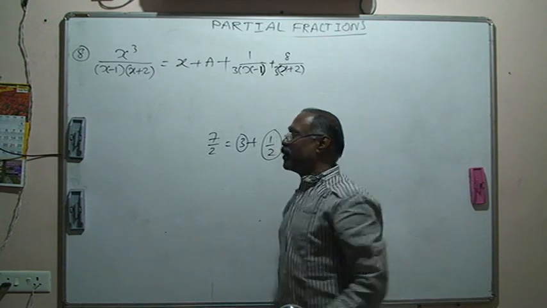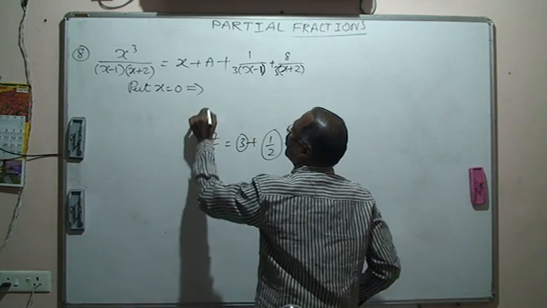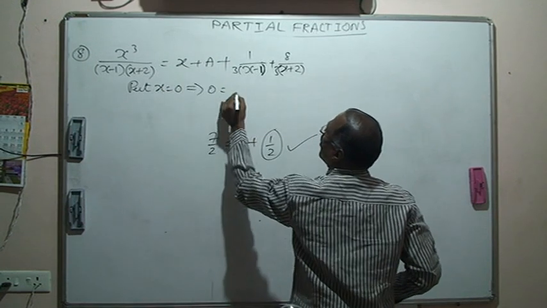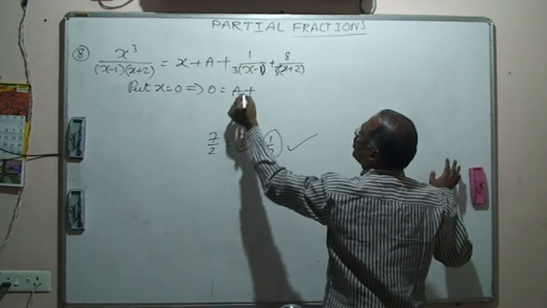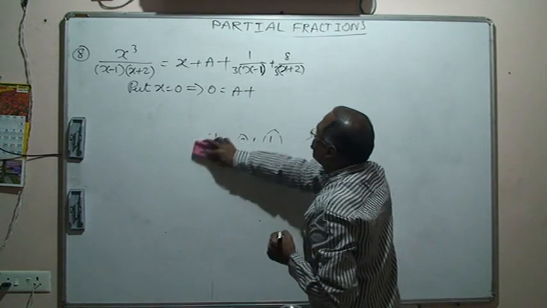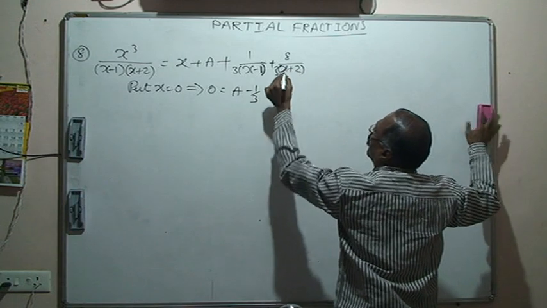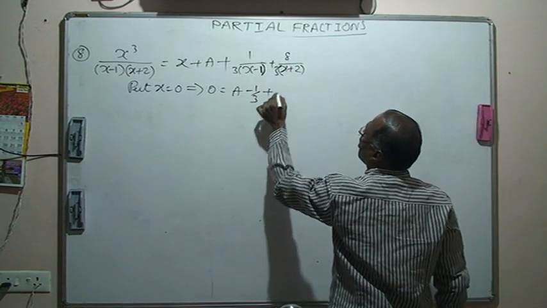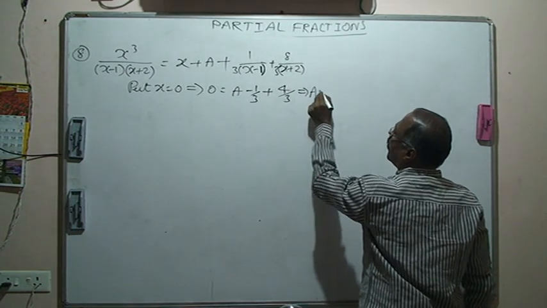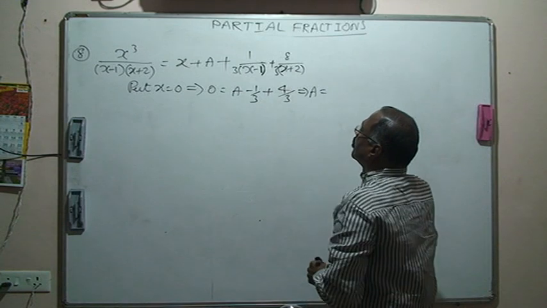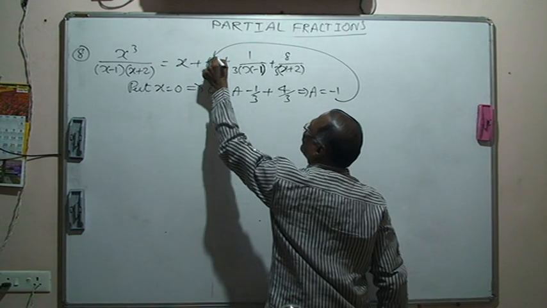Very simple. Put x equal to 0 now. Implies 0 is equal to 0 plus a. So 1 by the 0 minus 1, 0 minus 1 minus 1 by 3. This is minus 1 by 3. And this is 0, 8, 4 by 3. So what is a now? This is 3 by 3. This is 1. A is minus 1. This is the value of a.